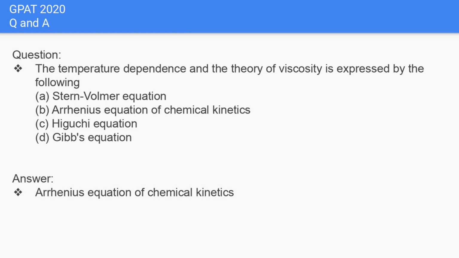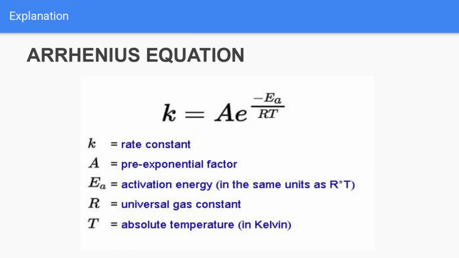Next question is, the temperature dependence and theory of viscosity is expressed by the following equation. 4 options are given: Stern-Volmer equation, Arrhenius equation, Higuchi equation and Gibbs equation, out of which Arrhenius equation of chemical kinetics is the right answer. This equation can relate the temperature and viscosity.